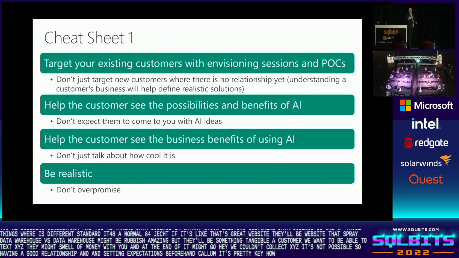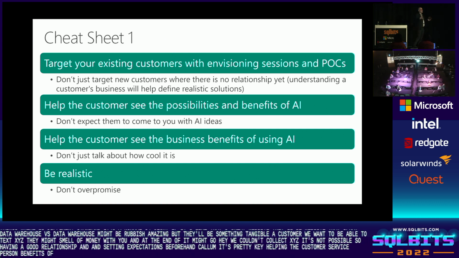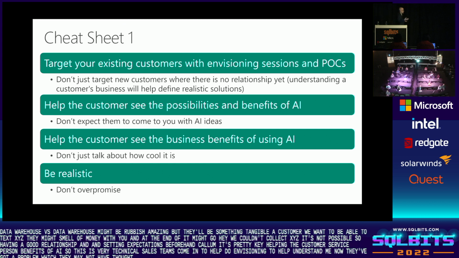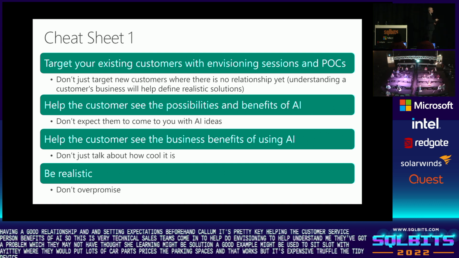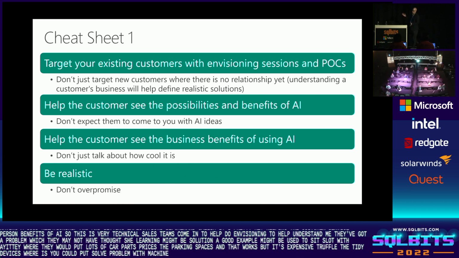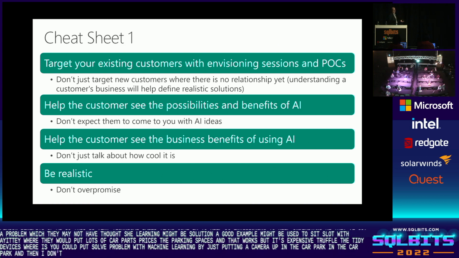Helping the customer see the possibilities and benefits of AI. This is where your technical sales teams come in to help do envisioning. They've got a problem which they may not have thought of as something machine learning might be a solution for. A good example, which we used to see a lot with IoT, is car parks where they put lots of IoT devices on the parking spaces. That works, but it's expensive to have all those IoT devices, whereas you could solve the problem with machine learning by just putting a camera up in the car park, which can identify which spaces are filled and not. So much cheaper a solution in terms of the hardware.